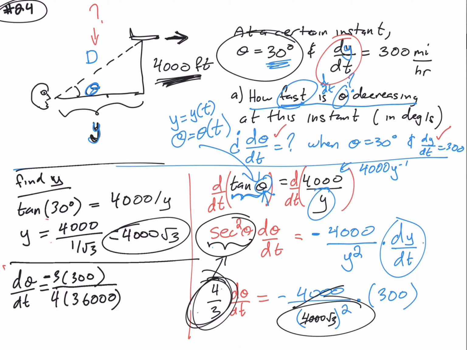Okay, now, so we can simplify this, but I have a question. What are the units of this? These are radians per? So if I go back here, this is 300 what? Miles per hour, right? So when I finish this up, I'm going to end up with radians per hour. And what does the question ask me for? Degrees per second. Okay, so we need to do a conversion. All right, so what's going to be my conversion here?